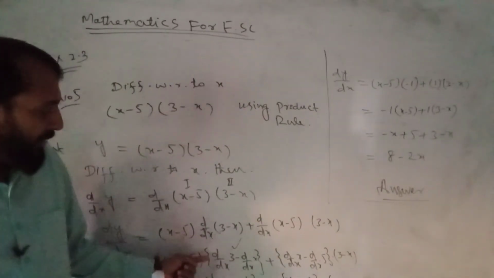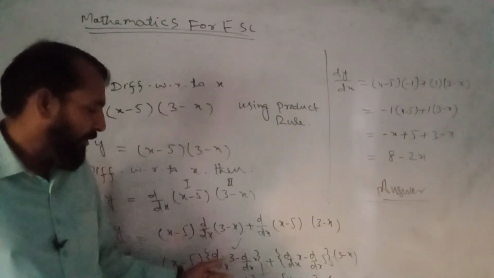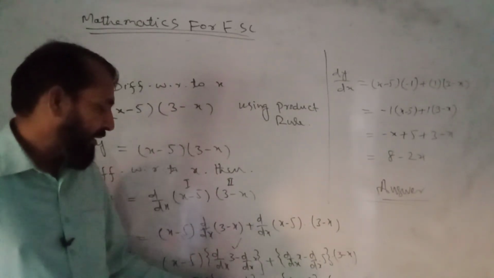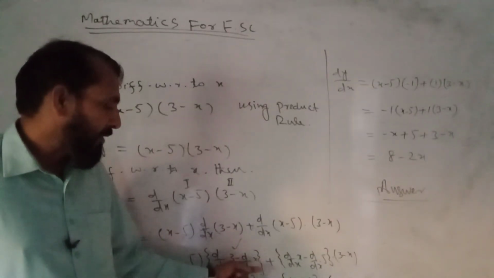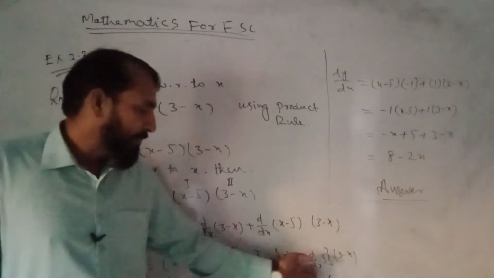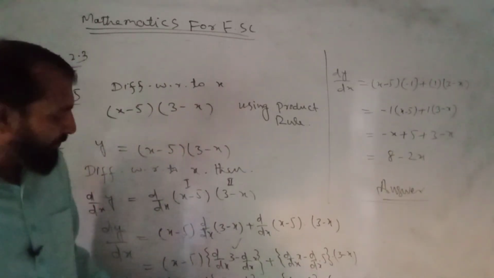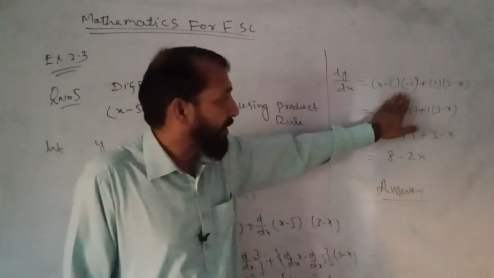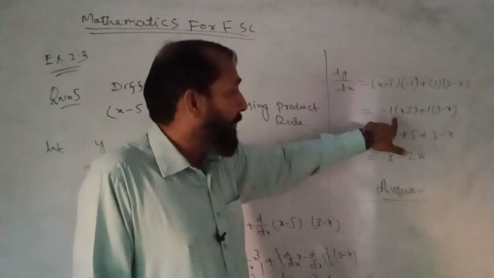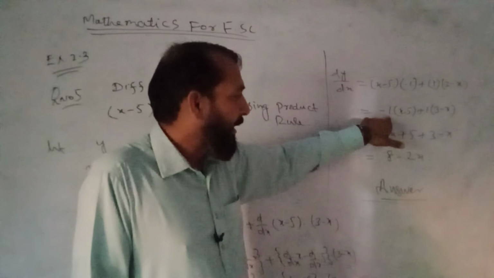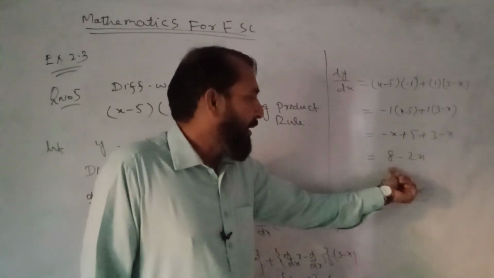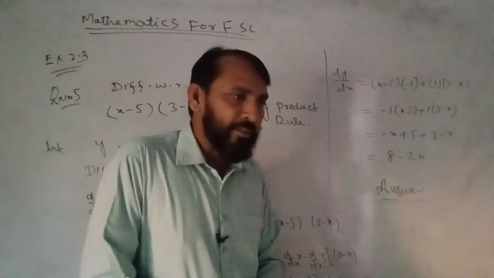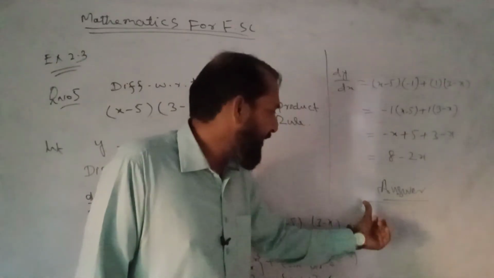After taking the derivative, we know that the derivative of a constant must be equal to 0, and the derivative of x with respect to x is 1. Similarly, after this we do the simplification step. We write the multiplication by -1 and change the signs of the values. So we add 5 and 3, which is equal to 8, and negative x and negative 8 is equal to -2x, which is the answer of this question.